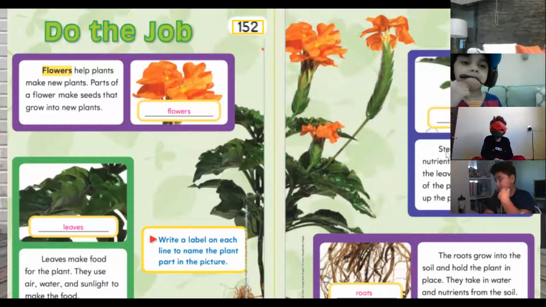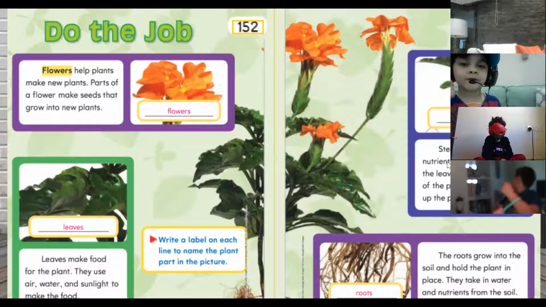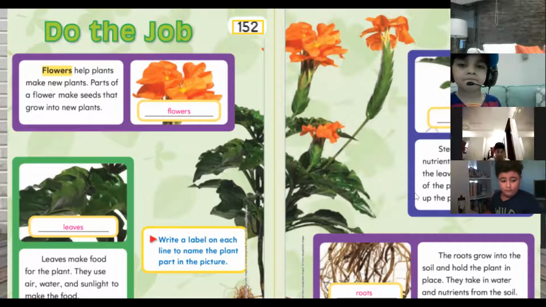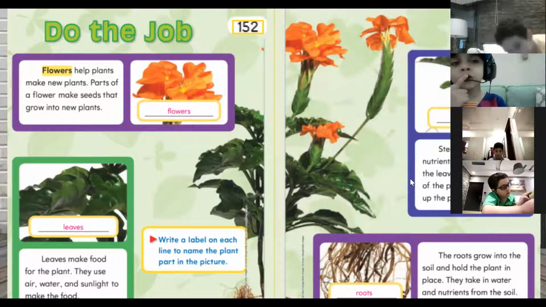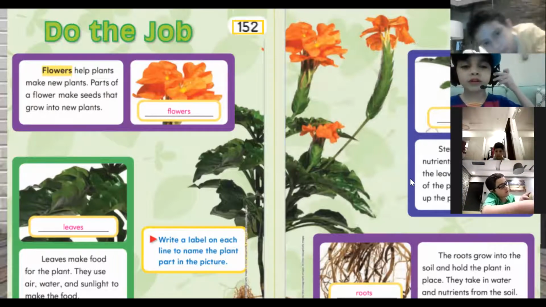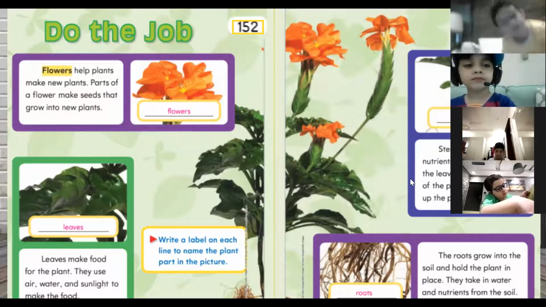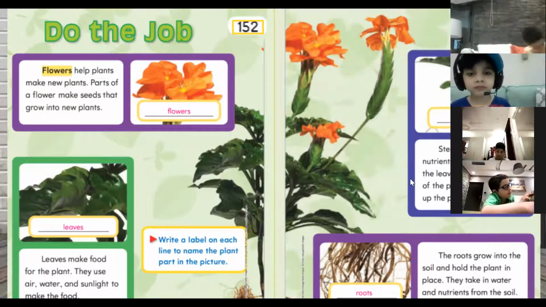Yes, stems carry water and what? In the leaves. Okay. The root. And then they grow. Excellent. So stems carry water and nutrients from the roots, delivering them to the leaves and other parts of the plant. They also hold up the plant, making it stand up.